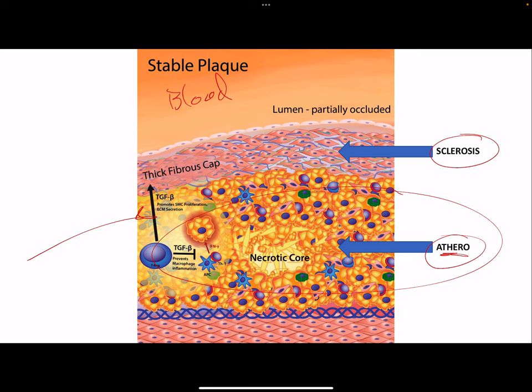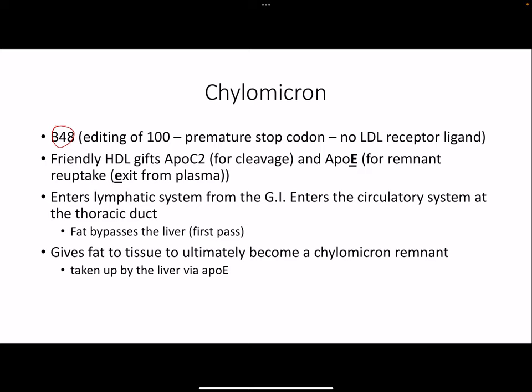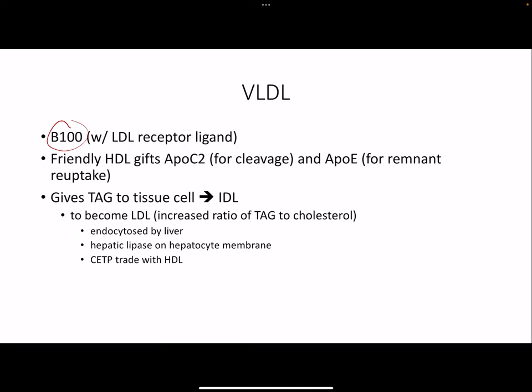All right, a little bit of a review. Chylomicron has a B48, which for our purposes does nothing. It is post-transcriptional editing. We get rid of the LDL receptor ligand. It gets the APOC2 and the E from the nice HDL. That's because we want to cleave these triglycerides and we want it to be taken up by the liver. It's going to go through the lymphatic system at the neck, at the thoracic duct. It merges with the subclavian vein. So it's going to have a first pass metabolism. And it's just giving fats, like we said, to tissues. VLDL has the B100, meaning it has the receptor ligand. That's because the VLDL might actually use it a little bit.